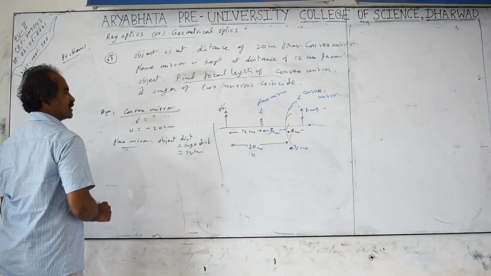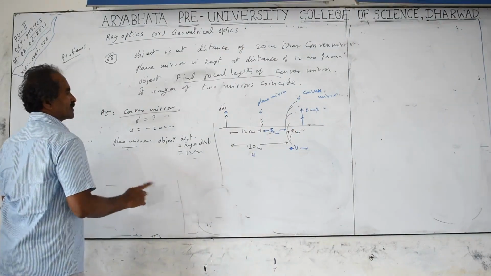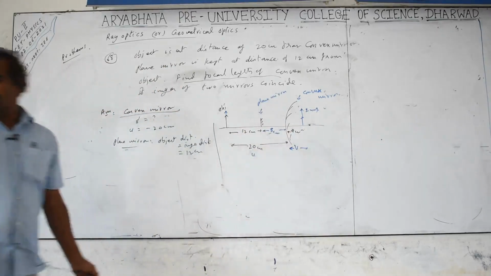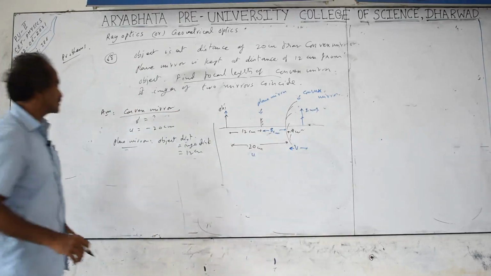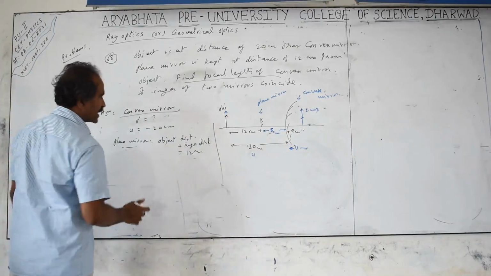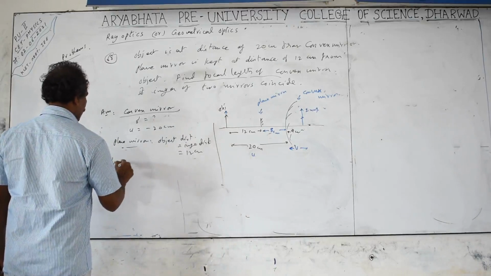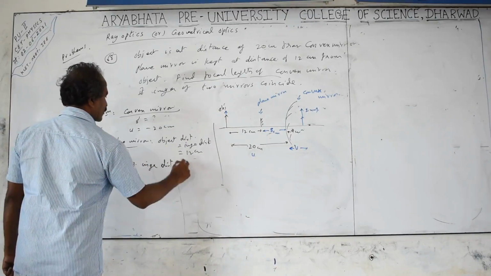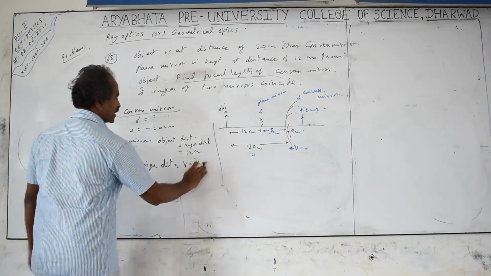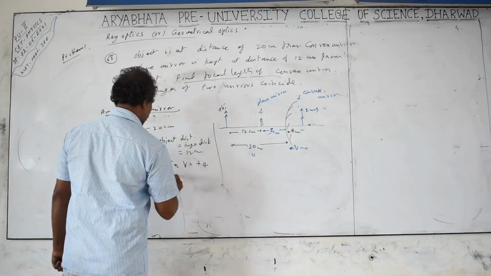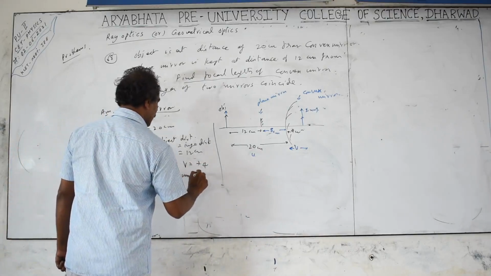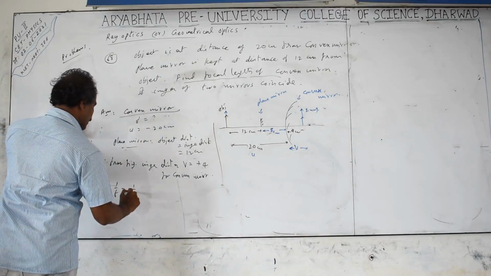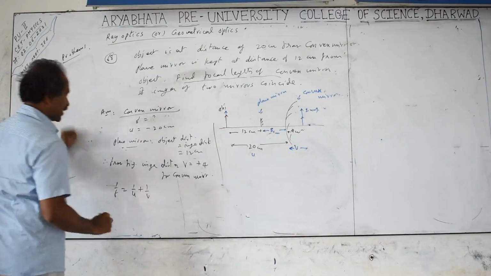Next, for the convex mirror, we have to find out, we know the image distance. Image distance equals 4 centimeters. Find out the focal length. Therefore, from the figure, you have to draw a rough sketch of the diagram. Image distance V equals plus 4, you will get a rotated image for convex mirror. Now we know the formula 1 by F equals 1 by U plus 1 by V. Find out F from this.